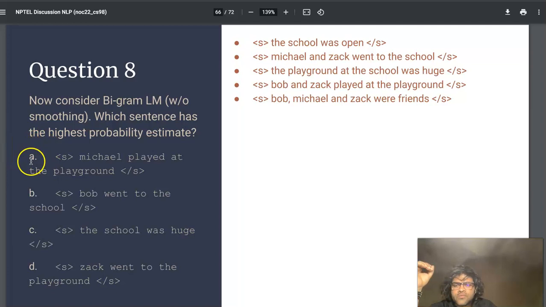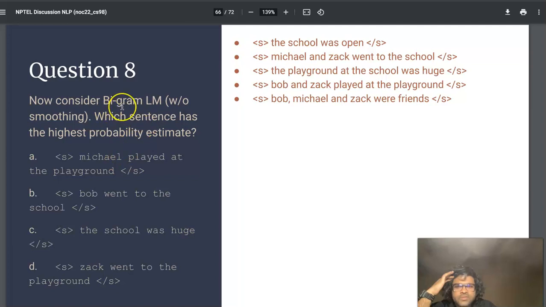Start with the first sentence: Michael played at the playground and then stop. Now check. Is this sentence possible as per this corpus? Michael is there. Played is there. Individually correct. Now, at the is there. Playground is there.